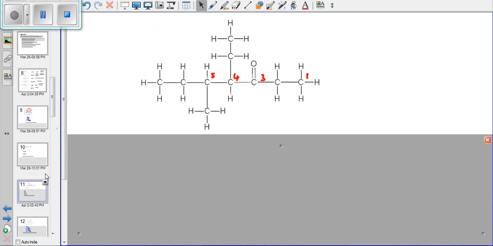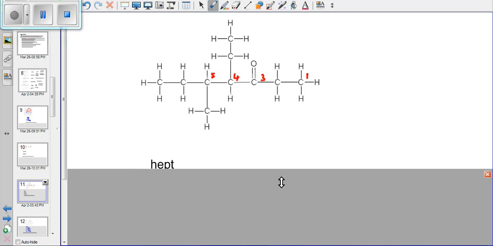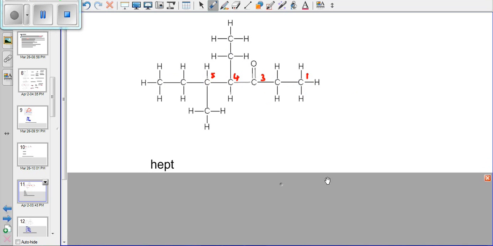Now we have this one here. There seem to be lots of carbons, but let's just break it up into pieces. How many carbons do we have? We've got 1, 2, 3, 4, 5, 6, 7 carbons in a line. If you go up, it's 1, 2, 3, 4, 5, 6. So the longest chain is 7, so we have hept as our longest chain.